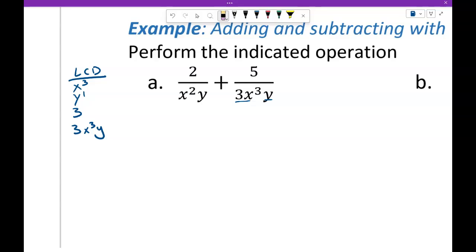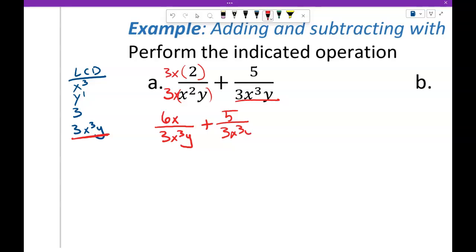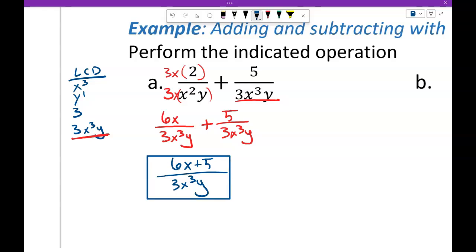When we take a look at our first ratio, we see that with the LCD, it's missing a 3 as well as another x. So if we multiply the numerator and denominator by 3x, we get a new equivalent fraction, 6x over 3x to the third y. Our second fraction isn't missing anything because it has the same common denominator already, so we can just rewrite it without making any changes. Now we can go ahead and add our numerators. And since we can't factor the numerator and there's no common factors in either side, we're as simplified as we can get.